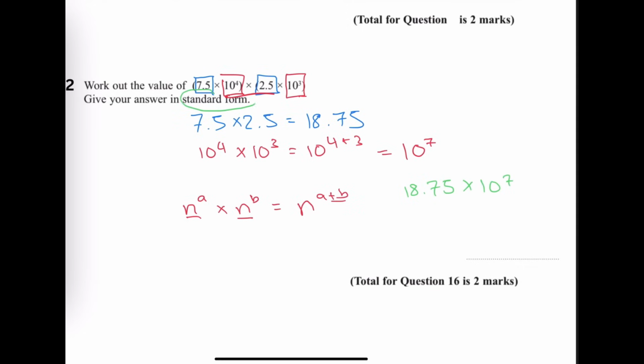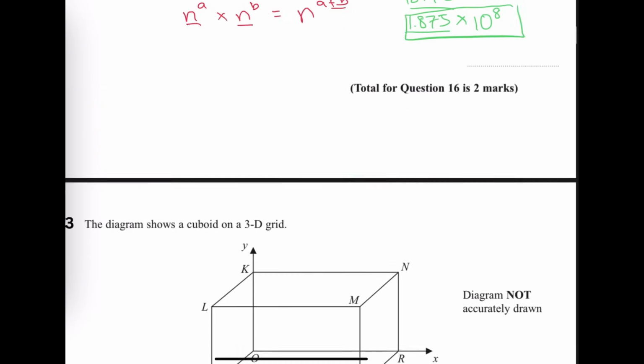However, because they want our answer in standard form, there are two things that we need to make sure are true. The first number needs to be between 1 and 10, which is not right now, it's 18.75, and the next number has to be 10 to the power of whatever it is. To make it between 1 and 10, we can just divide it by 10, so that it becomes 1.875. And now that number is between 1 and 10, making it standard form. And because we did that, we also add 1 to the power. So it'll be 10 to the power of 8. And this over here is the answer.